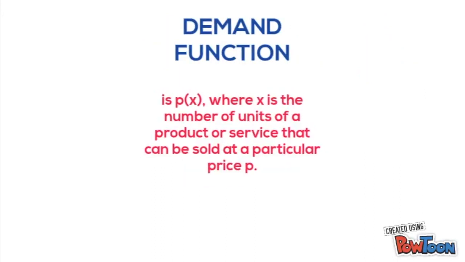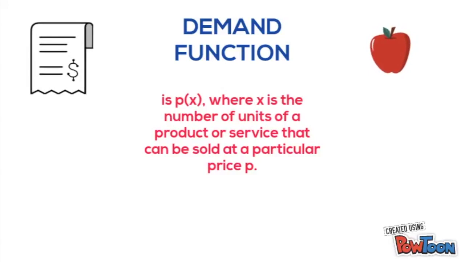The demand function can be expressed by p(x), where x is the number of units of a product or service that can be sold at a particular price p. So let's say you have a function which shows the number of apples being sold, and you have another function which shows the price at which the apple is being sold. Expressing the function of the price in terms of the number of apples being sold will give you the demand function.